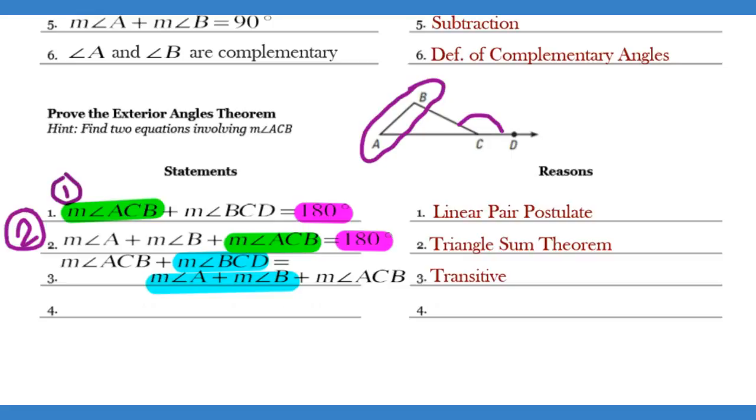And the only thing that's in my way is this measure of ACB and measure of ACB. Well, if I use algebra, I can subtract it from both sides. Subtract that measure of angle ACB, and I'm left with BCD on one side and the measure of angle A plus the measure of angle B on the other side. Therefore, proving my exterior angle theorem.